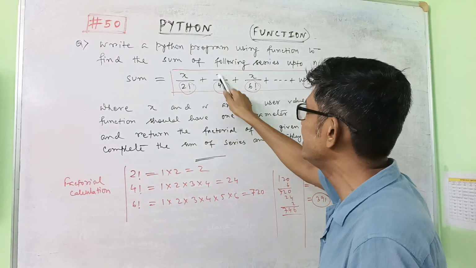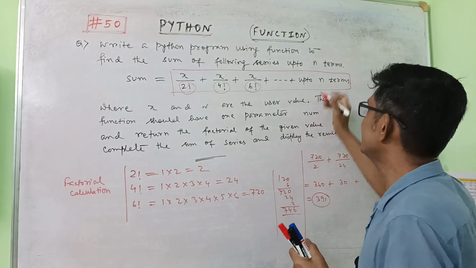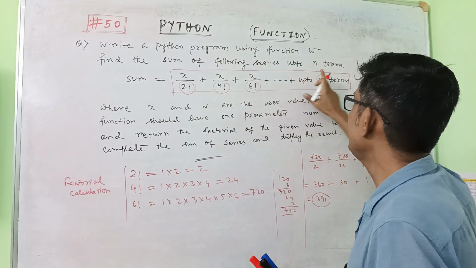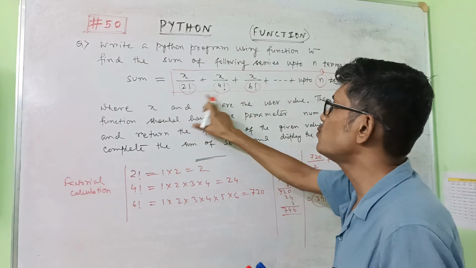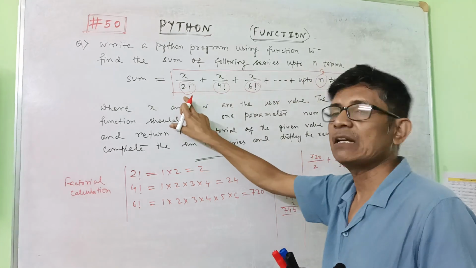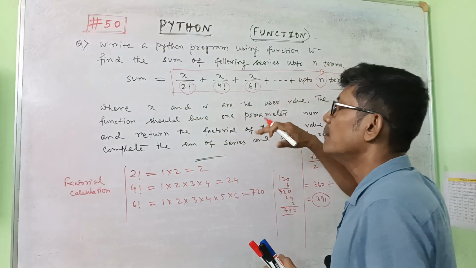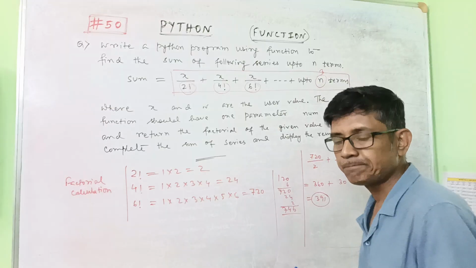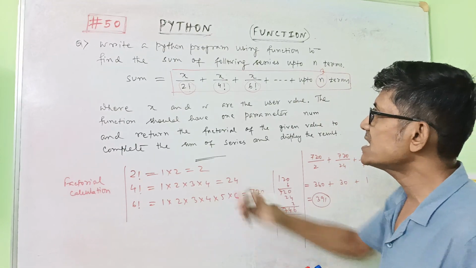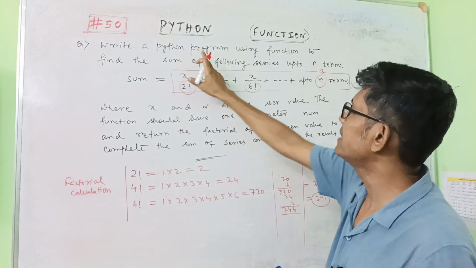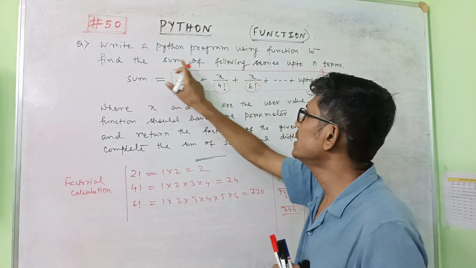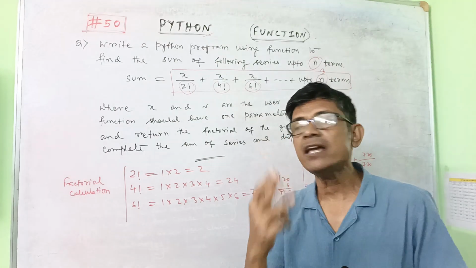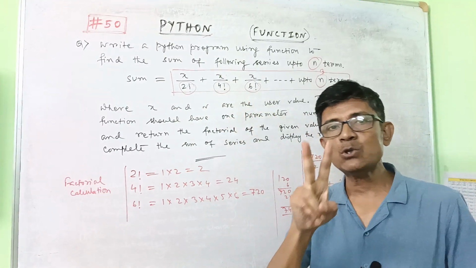If you want to calculate this, how many terms? Up to n terms. If n equals 3, that means 3 terms. If n equals 2, we will calculate these 2 terms. If n equals 1, we will calculate the first term. Suppose n equals 5 terms, then we have to generate 2 more terms. So now this is our program: write a Python program using function to find the sum of the following series up to n terms. If n equals 3, the 3 terms; if n equals 2, the 2 terms.